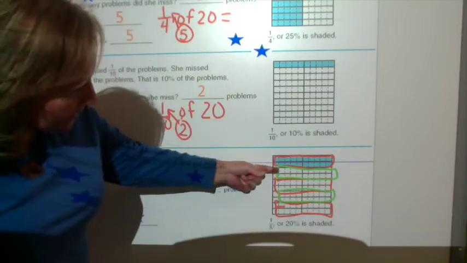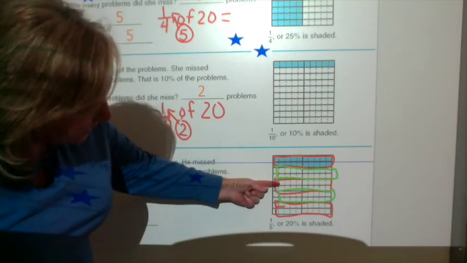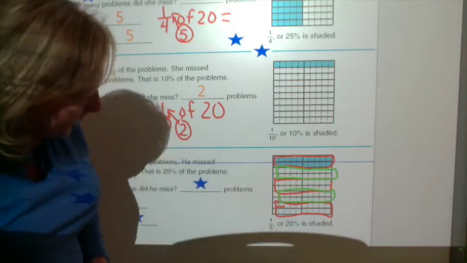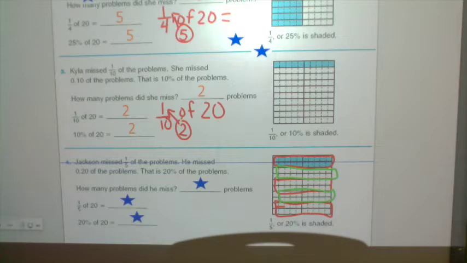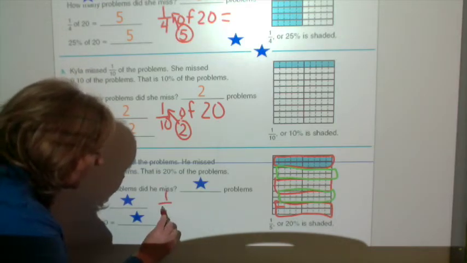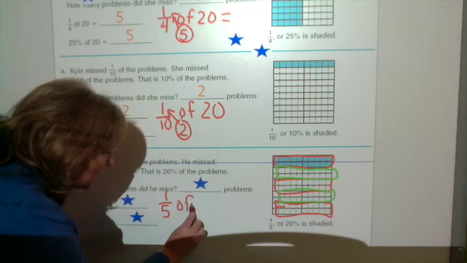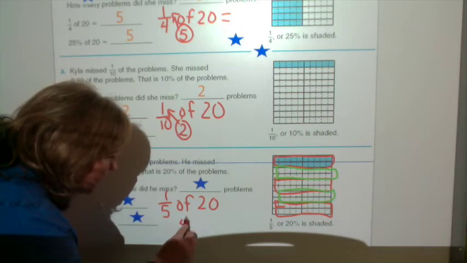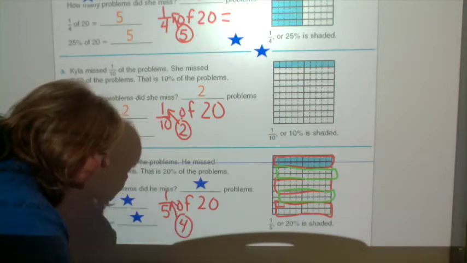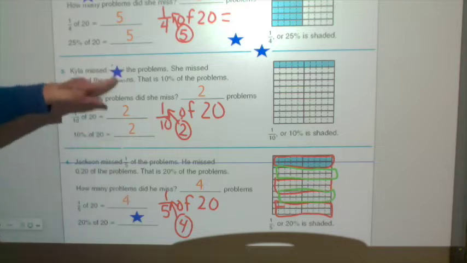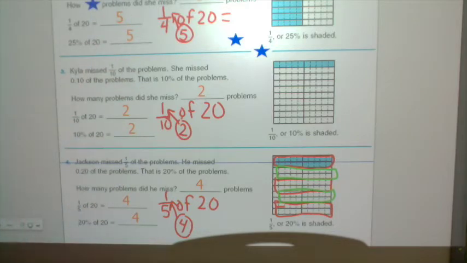So here's 1 part, 2 parts is the green, 3 parts inside the red, 4 parts inside the green again, and 5 parts inside the red. So 1/5 of 20, let's set that up. 1/5 of 20. 20 divided by 5 is 4, and 4 times 1 is 4. So he missed 4 of the problems.